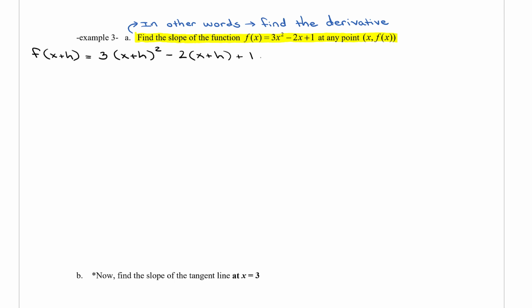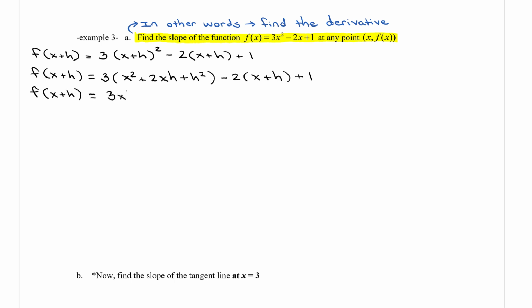So f of x plus h is equal to, I'm going to try to simplify this as much as I can. I'm going to have 3 times the trinomial x squared plus 2xh plus h squared, and then we have minus 2 times the binomial x plus h, and we have plus 1. I'm going to distribute the 3 to each one of the terms of that trinomial, so it'll give me 3x squared plus 6xh plus 3h squared, and then I'm going to distribute that negative 2 to the binomial, so I'll have minus 2x minus 2h, and then we have the plus 1 at the end.